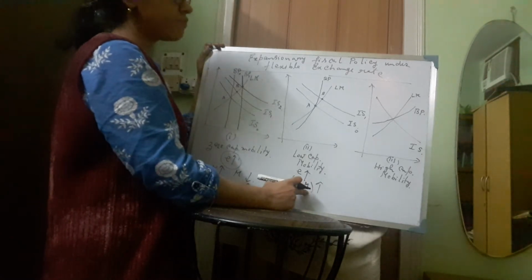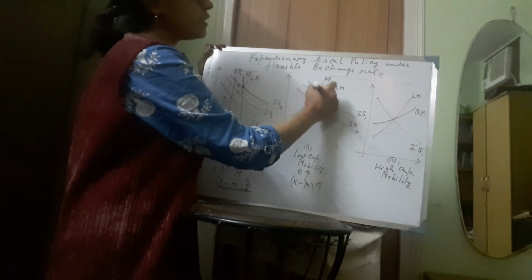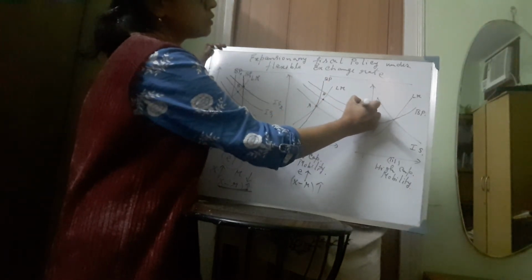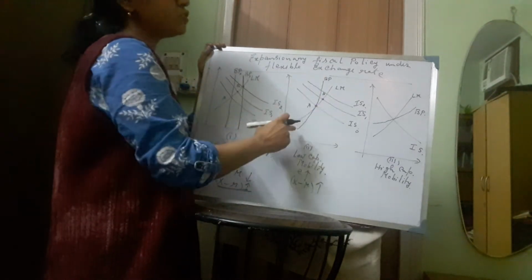Now when X minus M rises, there will be a further shift of the IS curve from IS1 to IS2. Now X minus M is improving, so BP is also shifting.